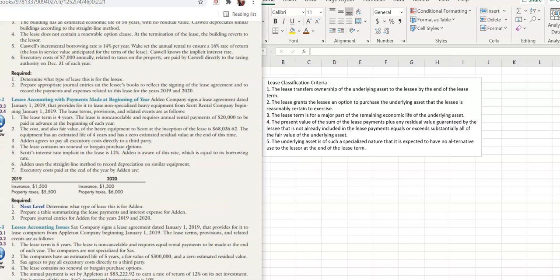All right, Adden company signs a lease agreement dated January 1st of 2019 that provides for it to lease non-specialized heavy equipment from Scott Rental Company beginning January 1st of 2019. The lease terms, provisions, and related events are as follows. Lease term is 4 years. Lease is non-cancelable and requires annual rental payments of $20,000 to be paid in advance at the beginning of each year. Okay, let's look at some of this stuff as we go.